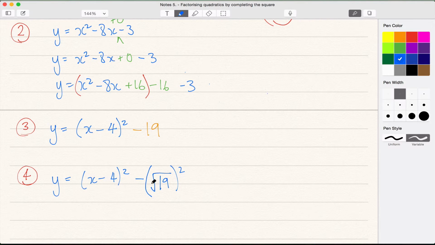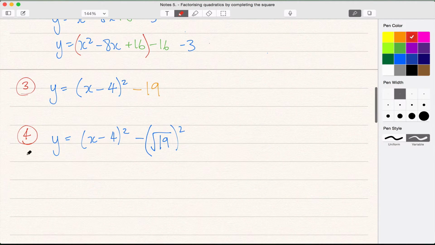Okay, so we've got square root of 19 and then squared again. So the square root and the squared cancel each other out. So this is the same as 19. But we now have something squared minus something squared. So we can go on to step 5, which is to use dops to fully factorise.